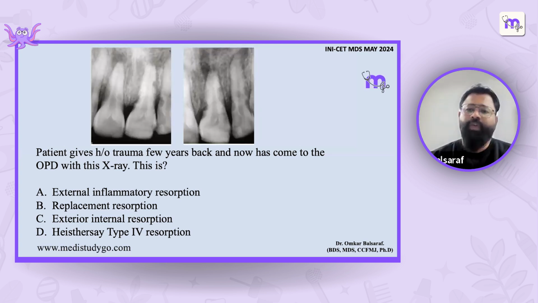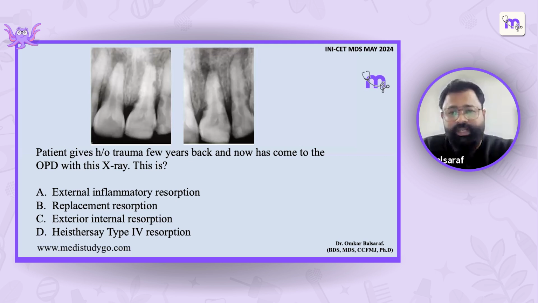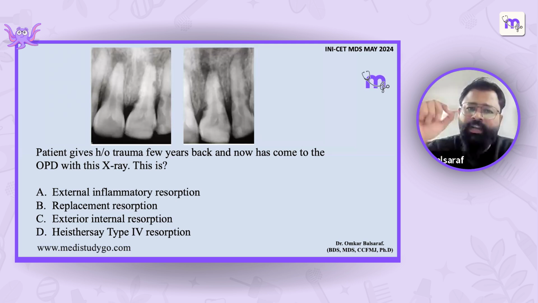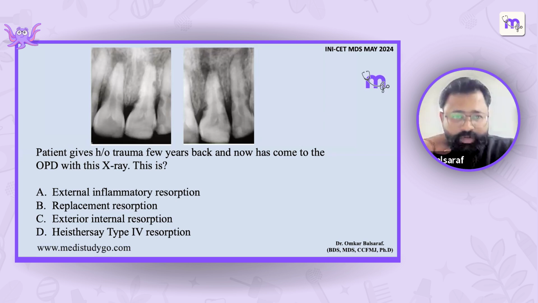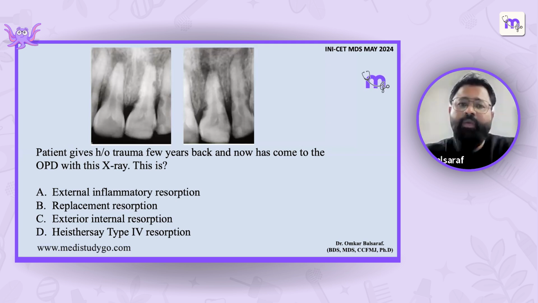Also, to give you an aspect of the treatment of such things: if they give you such an X-ray, here they have asked what condition it is, but in some cases they can ask you the treatment. Any kind of resorption needs to be analyzed with CBCT to know what kind of perforations have happened, whether it is a perforating resorption, only an external resorption, or an internal resorption that communicates to the external surfaces. All these things need to be identified first.